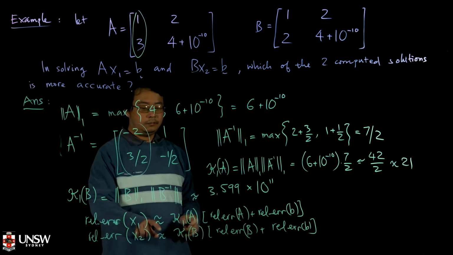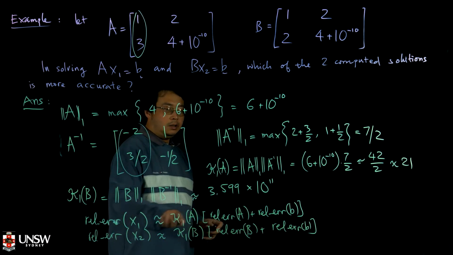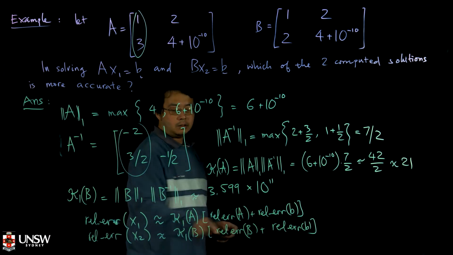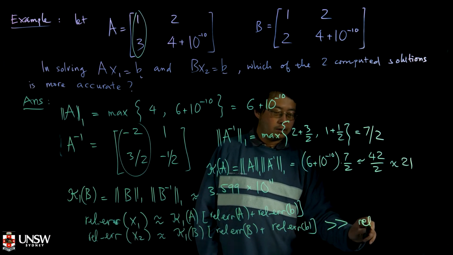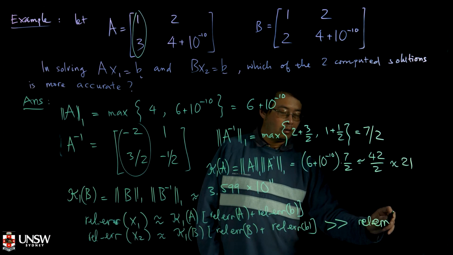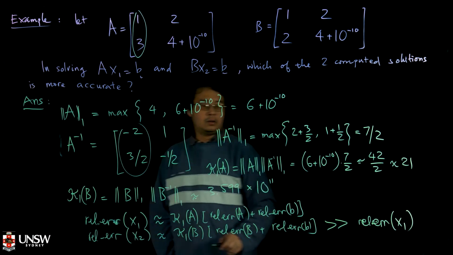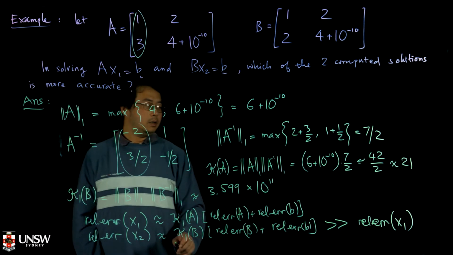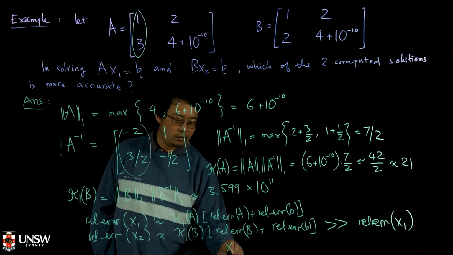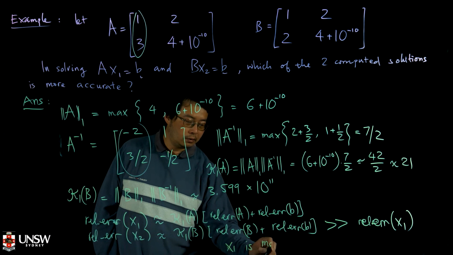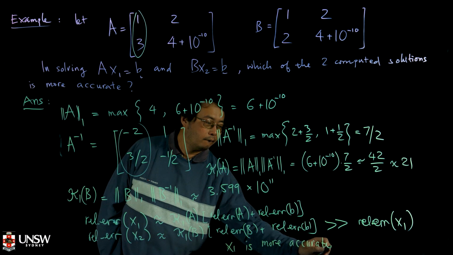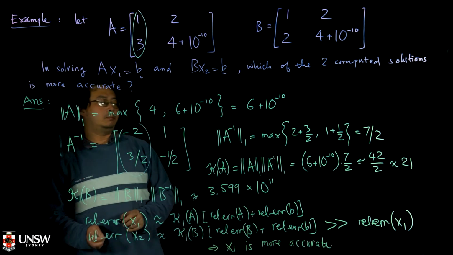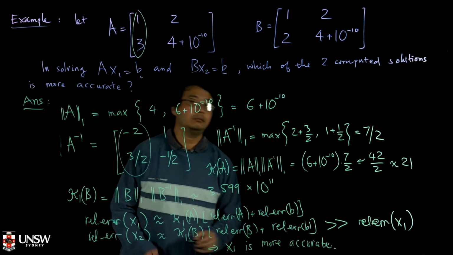And you can see that the condition number of B is so much bigger than the condition number of A. And those two are the same, right? So then this one is much bigger than the relative error in the vector X1. So X1 is more accurate. Okay. So that's it.